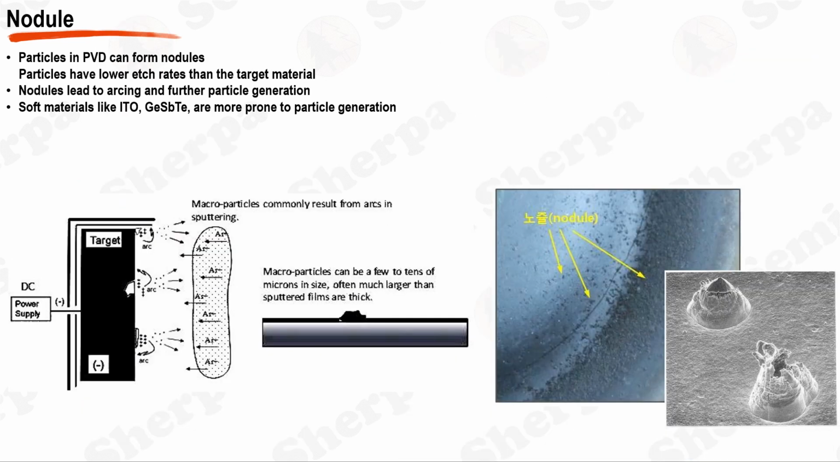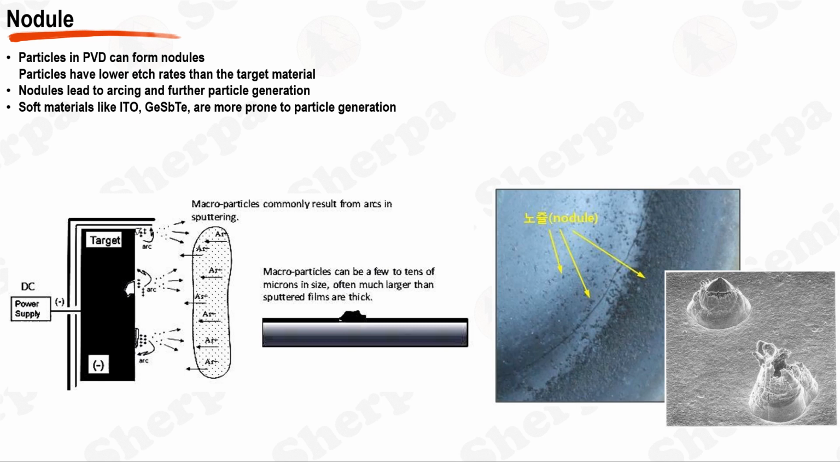The physical vapor deposition, PVD, process, a key technique utilized in semiconductor manufacturing, sometimes encounters issues related to nodule formation. These nodules, essentially minute raised points or clusters, originate from particles and can contribute to a phenomenon known as arcing, which results in additional particle generation and consequently, more nodules. Understanding the genesis and propagation of nodules is crucial in mitigating their impact.